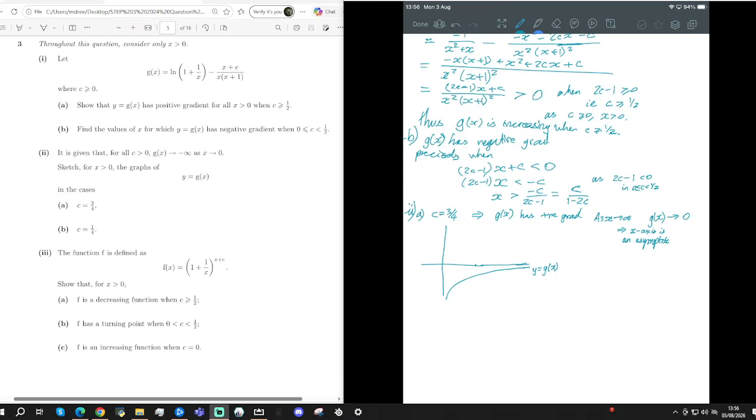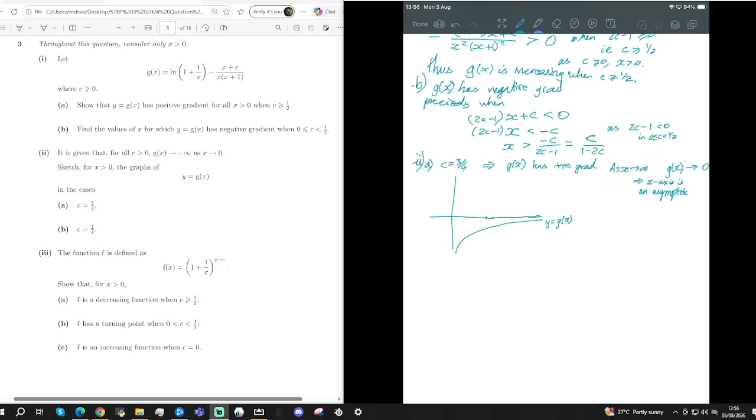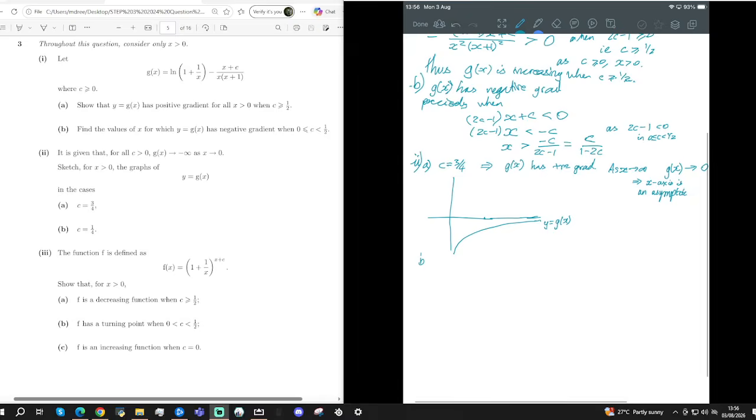Okay, quite a boring graph for how much algebra went into it, but that appears to be the correct graph. Now part B is going to be a little bit more complicated. So part B, we've got c being a quarter.